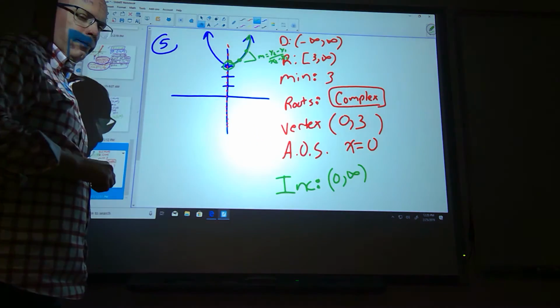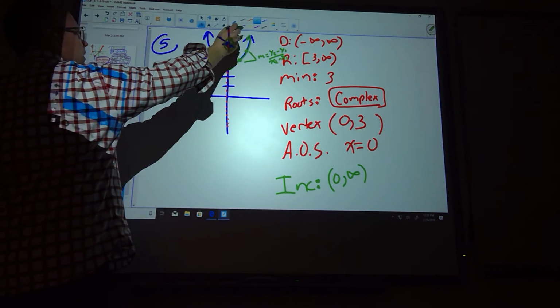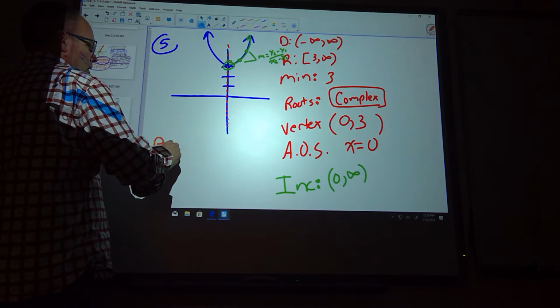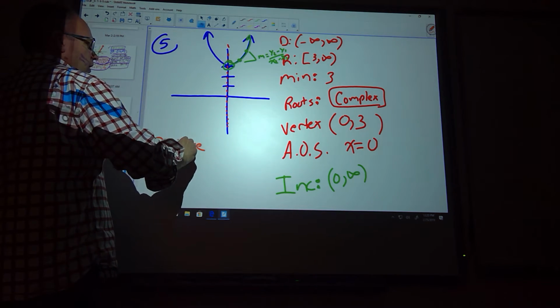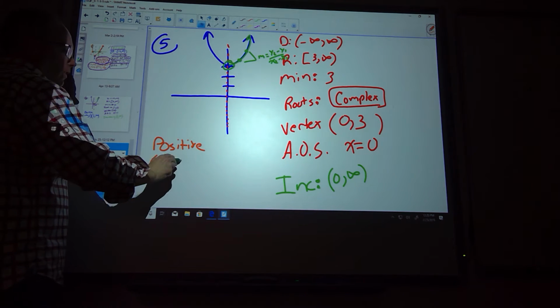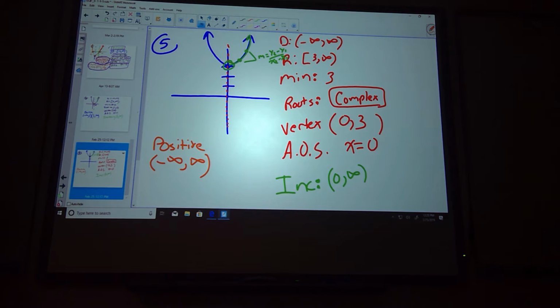That's an open dot there. We don't include that. And then the last one says, where is this positive? So where is our graph above the x-axis? The whole time. So that's got to be negative to positive infinity. It didn't cross the x-axis or touch it. Positive means that the y values are all positive numbers.